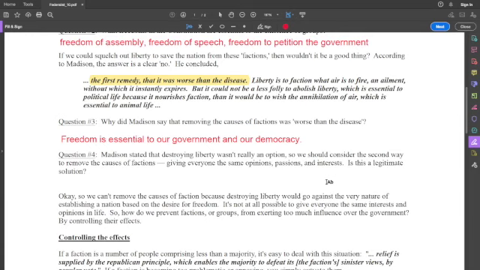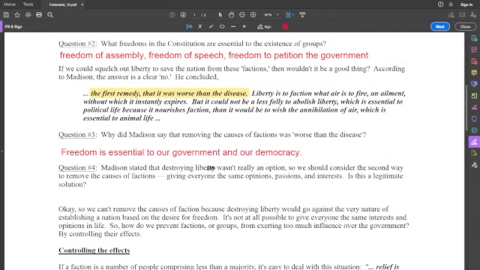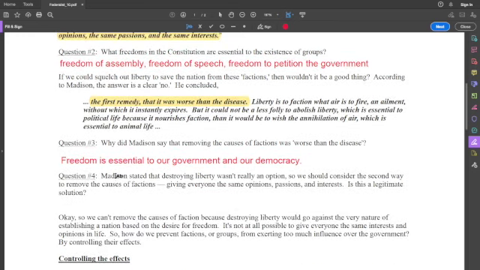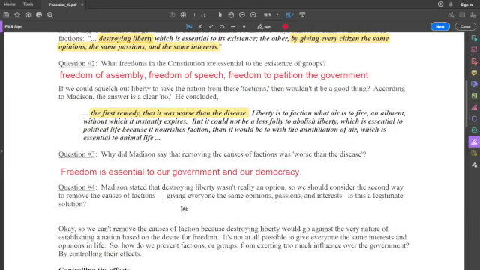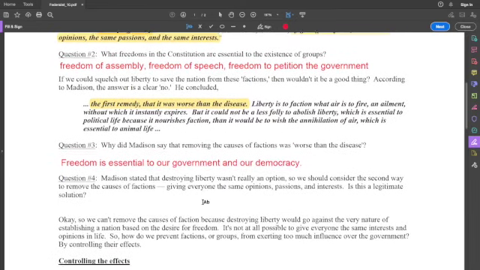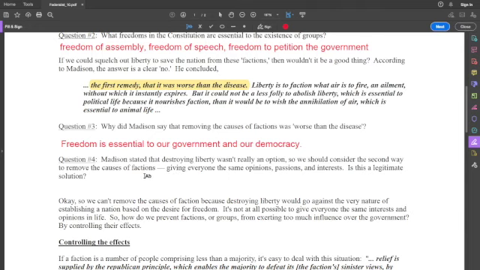Now, Madison said, look, destroying liberty is not really an option, okay? So we should consider the second way to deal with the issue of factions here. And that is, you could give everybody the same opinions, passions, and interests. Is this a legitimate solution? I mean, theoretically, if you could give everybody the same opinions, but why is it just theoretical, Kaiser? It's not reality. What are the odds that people are going to have the same opinions?